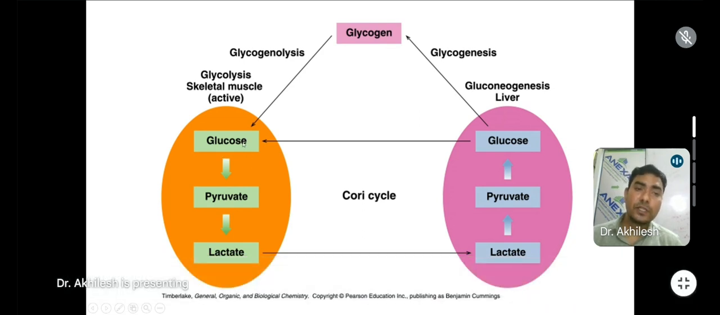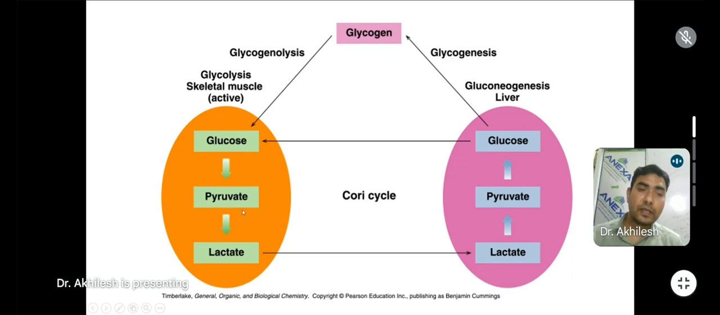Glucose converts into pyruvate by glycolysis. Glyco means carbohydrate, and lysis means breakdown. So glucose breaks down into pyruvate, and then the fate of pyruvate is determined by the availability of oxygen. If oxygen is available, it goes to the TCA cycle, the tricarboxylic acid cycle. If oxygen is not available, it goes into either lactate or alcohol.